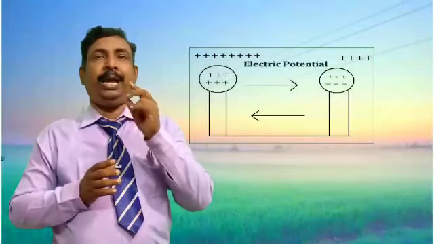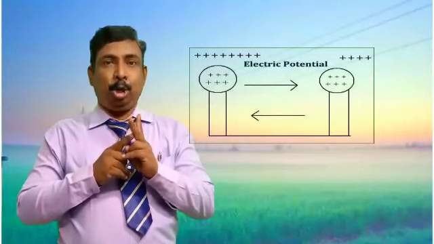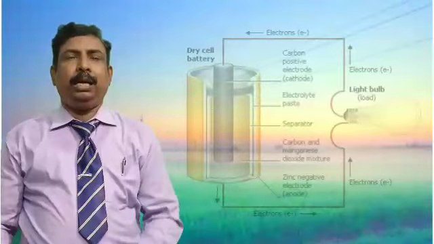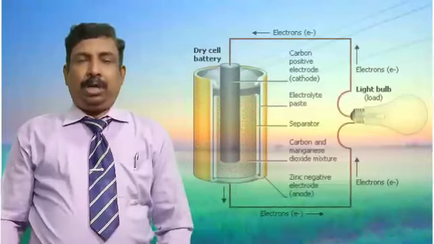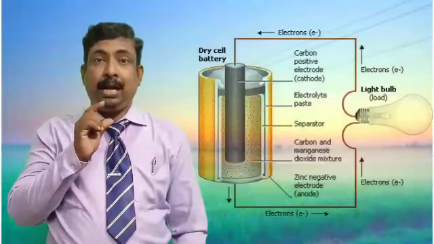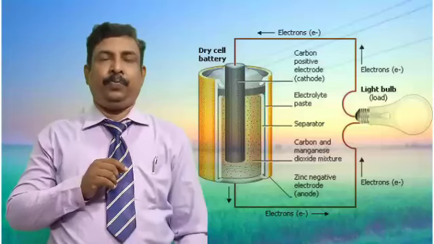We should create 2 points, one at higher potential, another at lower potential. That difference makes the electrons flow from the high potential point to the low potential point. How will that particular potential difference be created? Yes, that is the electric cell or battery we are connecting in the circuit.